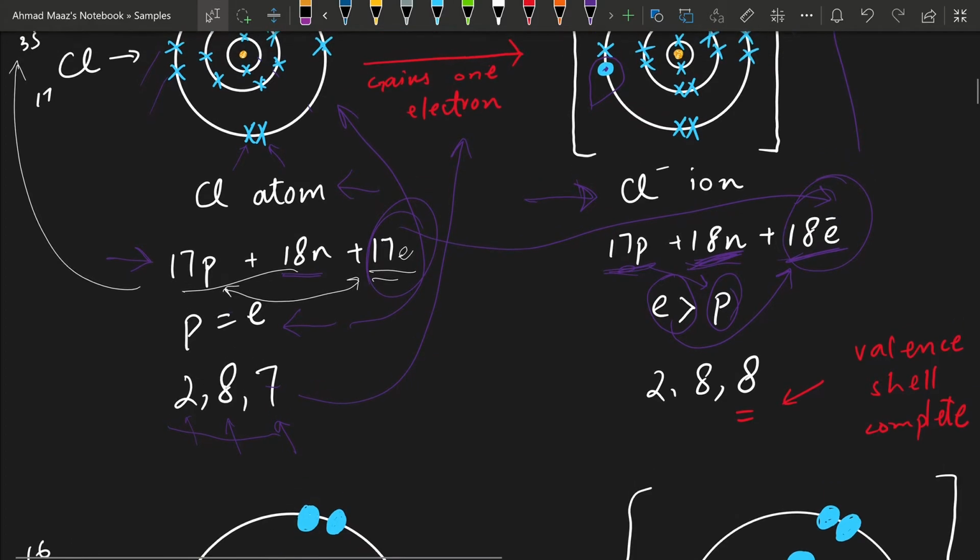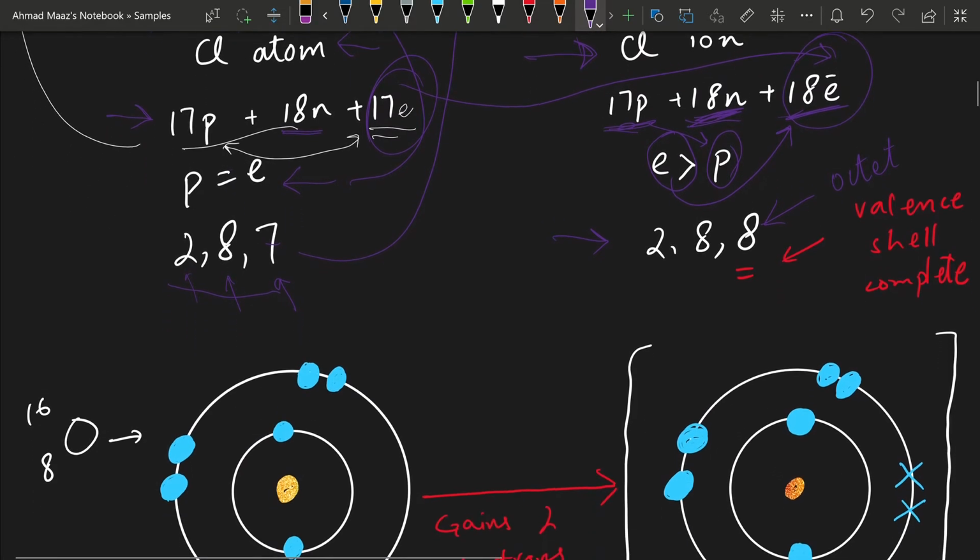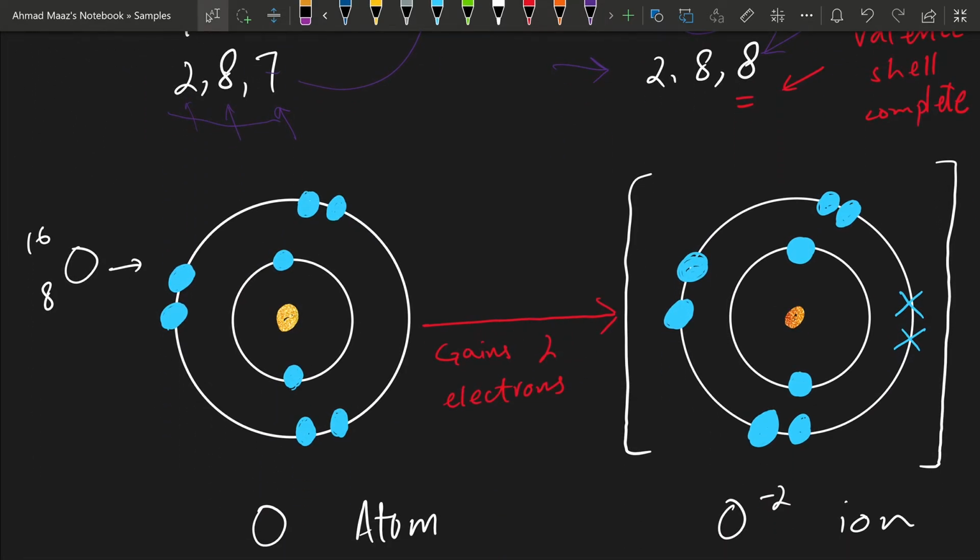But the electronic configuration is now happy. That is 2, 8, 8. 8 electrons in the valence shell. Valence shell is full. Octet configuration. Congratulations, chlorine. You've done it. Alright, let's see another example.